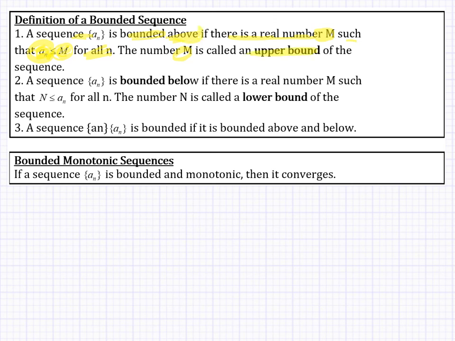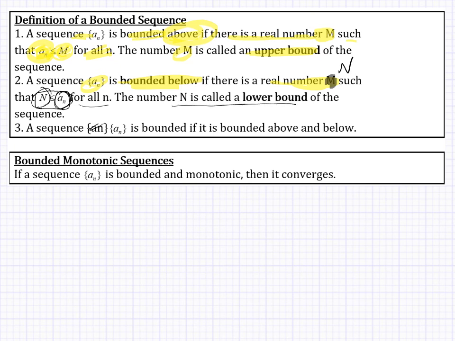So that's bounded above. We could also have a sequence that's bounded below. A sequence A sub n is bounded below if there's a real number, capital N, such that capital N is less than or equal to A sub n for all n. So every term of the sequence is greater than or equal to this single value, okay? Then the number N is called the lower bound.